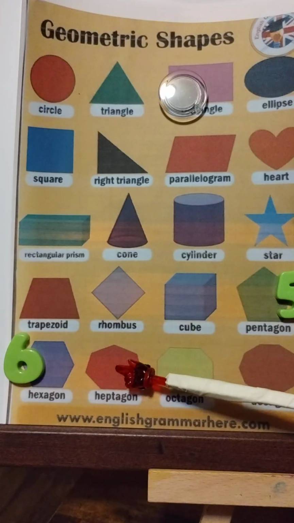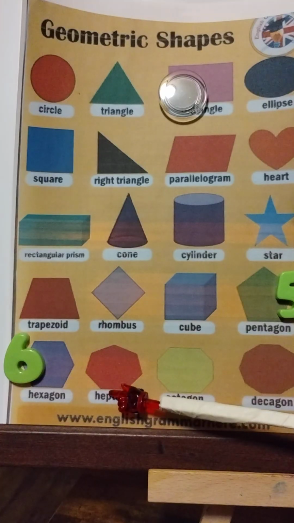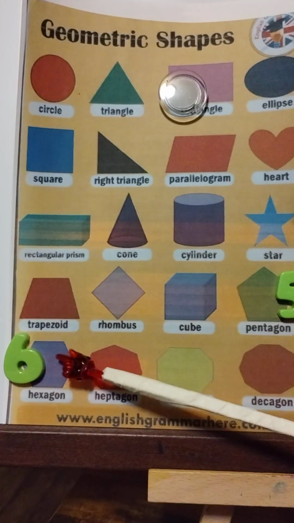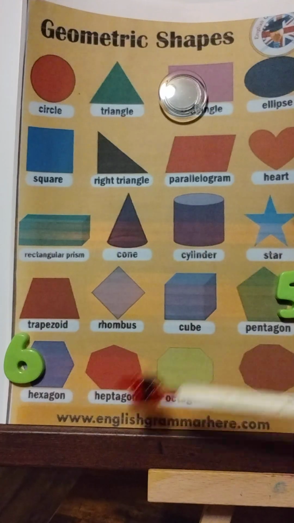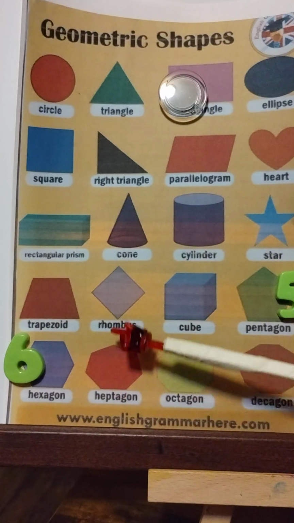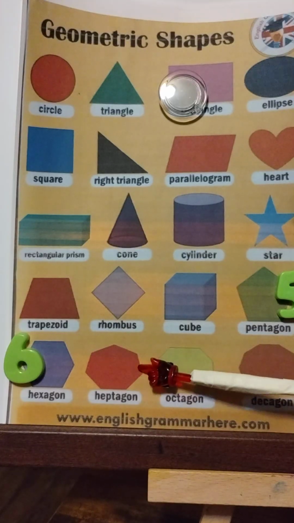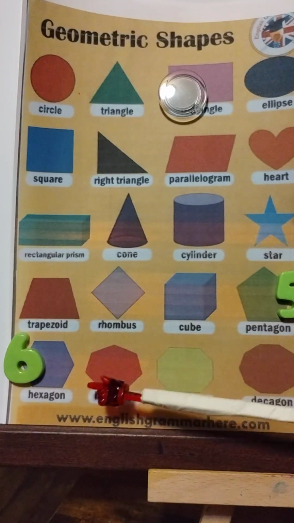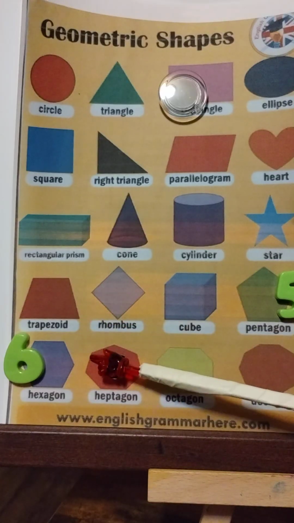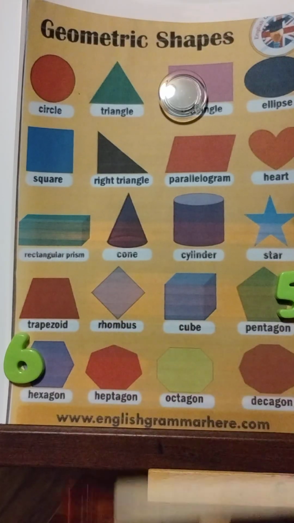This is a heptagon. A heptagon has 6 plus 1, 7. It has 7 sides. Let's count it. 1, 2, 3, 4, 5, 6, 7. So it has 7 sides.